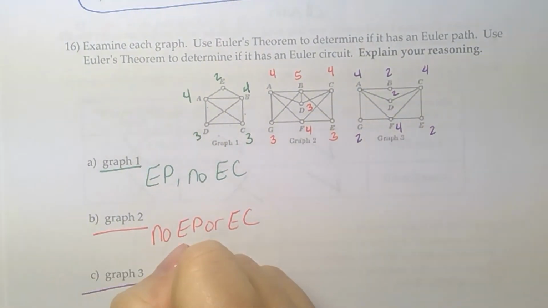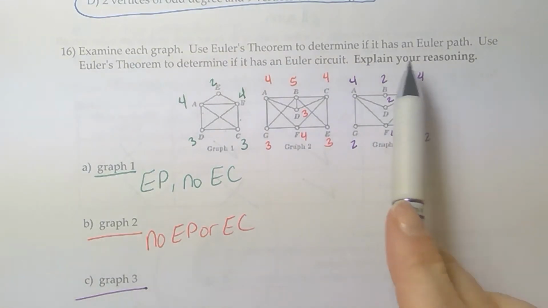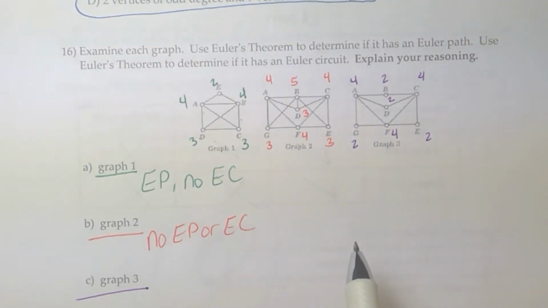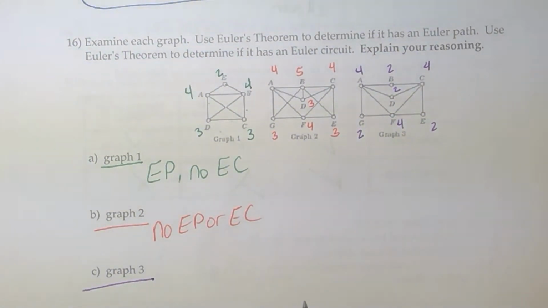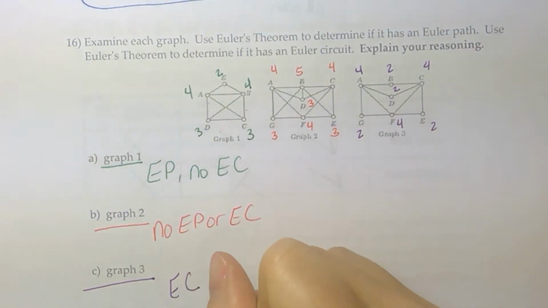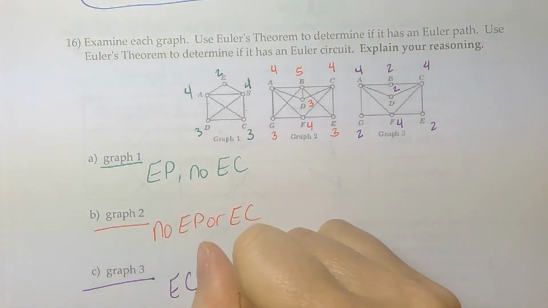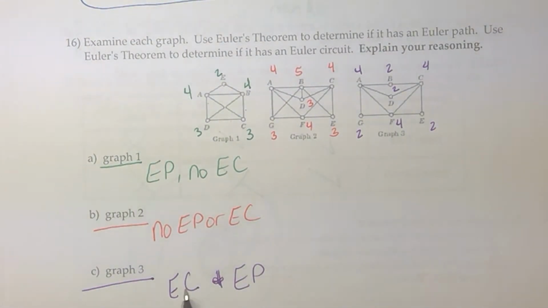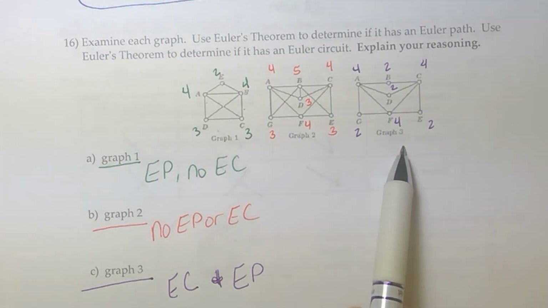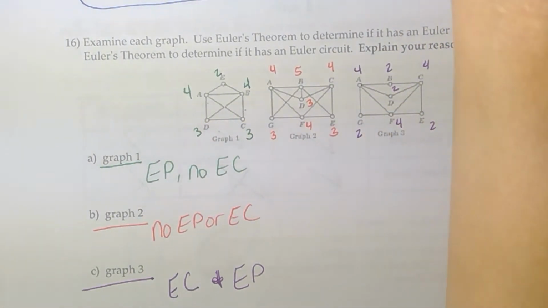In graph 3, when I look at my 1, 2, 3, 4, 5, 6, 7 vertices, I see that they all have even degree. Well, if they all have even degree, then I have at least 1 Euler circuit. If I have an Euler circuit, we know that it is also an Euler path. So that's an and symbol. So because the degrees are all even for these vertices, I know I have an Euler path and I know I have an Euler circuit, and every Euler circuit is an Euler path.